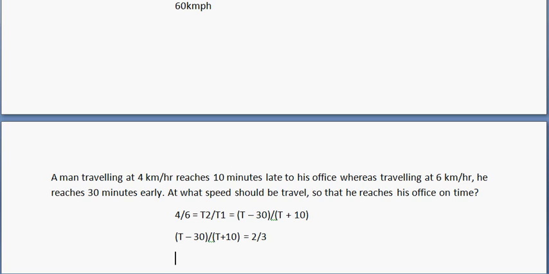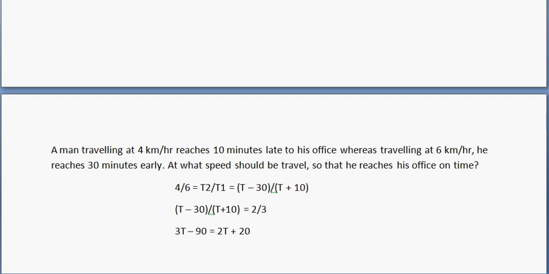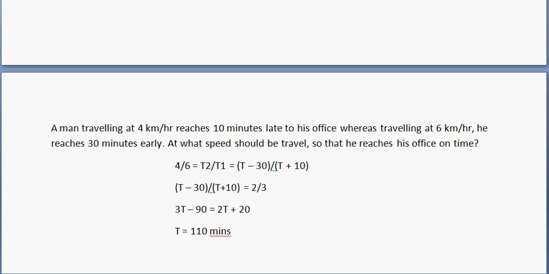Just rearrange the terms, you would get 3T minus 90 is equal to 2T plus 20, right? And T is equal to 110, right? So T is equal to 110 minutes. Now if he is traveling at 4 kilometers per hour he reaches 10 minutes late, which means he is taking 120 minutes or 2 hours.